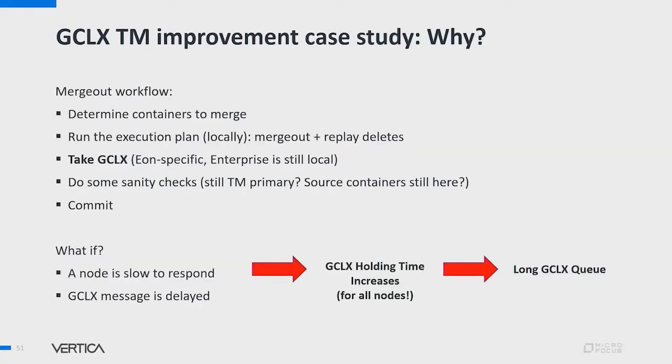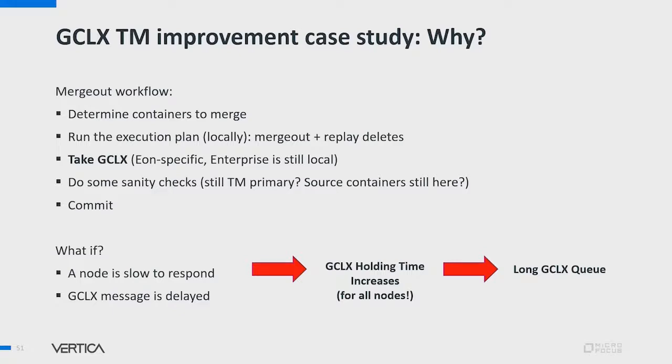So to understand what happened here, you have to understand some details about the merge out. Merge out is a tuple mover operation that basically combines multiple storage containers into a single one to optimize reads, and actually does most of its work locally. So it determines which containers to merge, runs the execution plan to do that, but then it takes GCLX. And this became kind of Eon specific because in Enterprise, we don't have to do that. So after taking GCLX, we do some sanity checks to make sure that the operation still makes sense, and then commit. So you can see that GCLX taken here is explicit. So we have a critical section outside the commit.